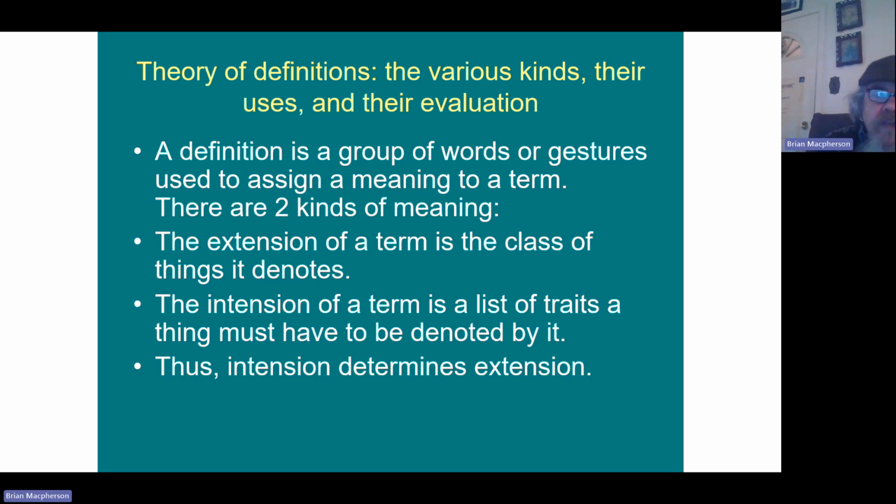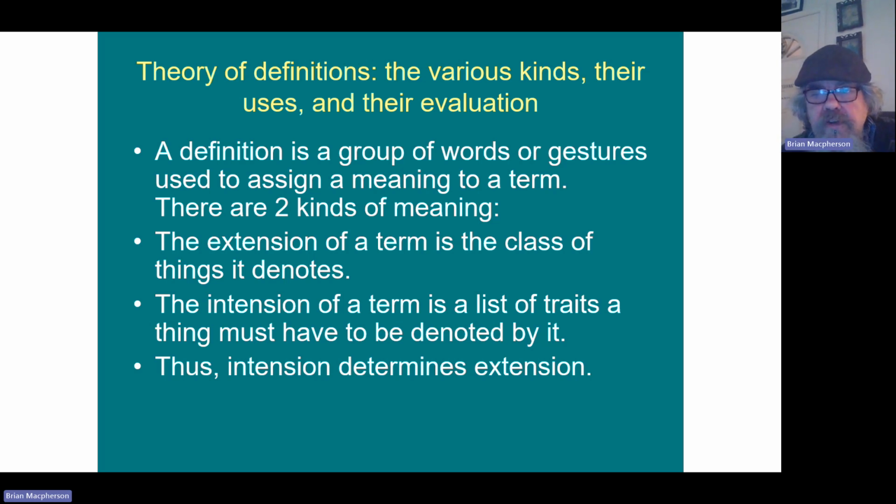On the other hand, the intension of a term gives you a list of traits that something must satisfy to be denoted by it. Let me give you an example. Again, going back to triangle: a triangle is a three-sided figure. Being a three-sided figure is a trait that something must have to be called a triangle. A square doesn't qualify because a square has four sides and not three, so it would not be a triangle.